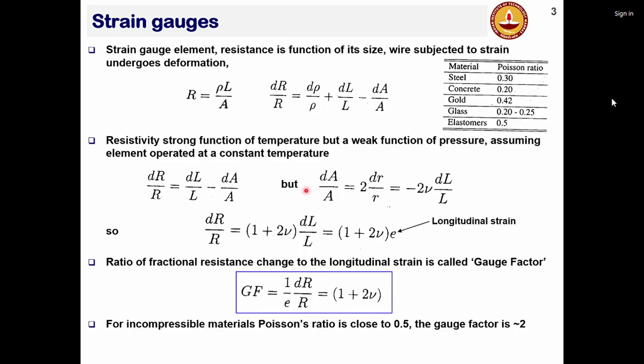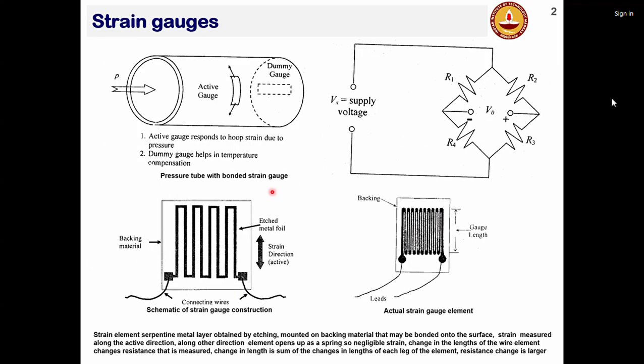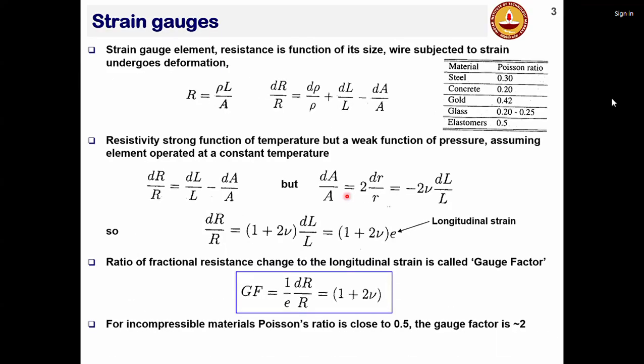But if you assume the strain gauge foil that you see here to be of circular cross section, then you can write that area will be simply pi into r squared. So dA over dr would be basically 2 into pi into r, which can be written as 2 into area over r. And so basically dA over A will be equal to 2 into dr over r.